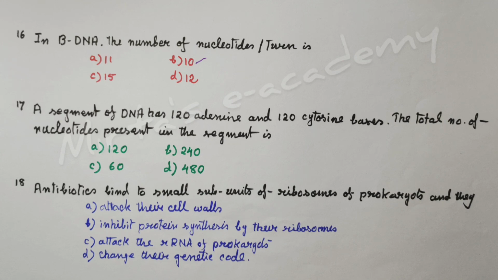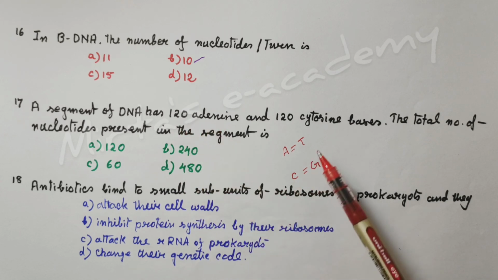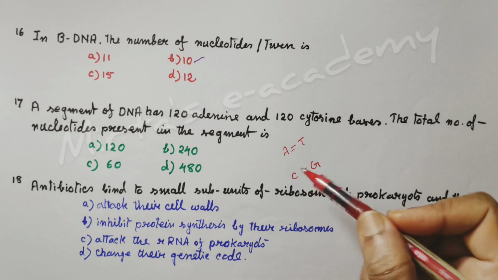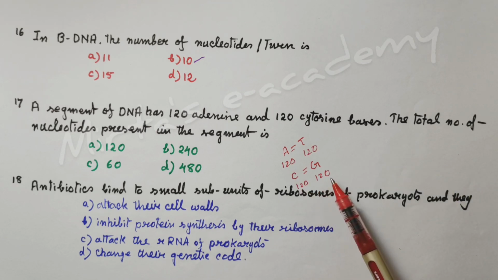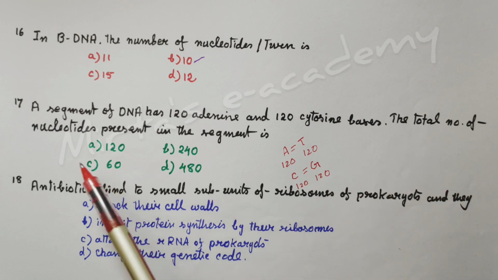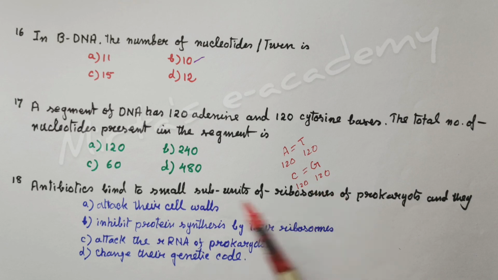Let us see. In a DNA double helix, as per Chargaff's rule, we know A equals T and C equals G. A is 120 here. So T will also be 120. C is 120, so G will also be 120. So the total number of nucleotides, they are these, all four, that is 480. Is it clear?